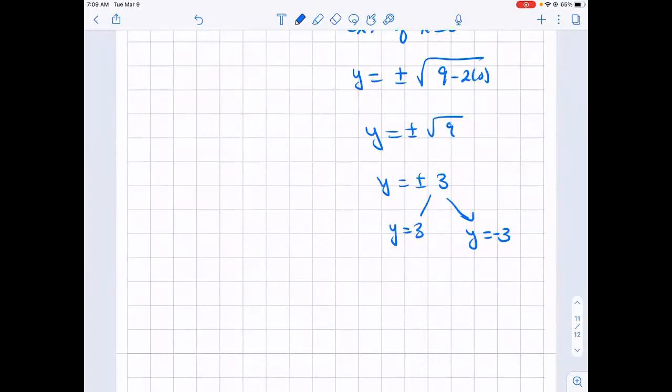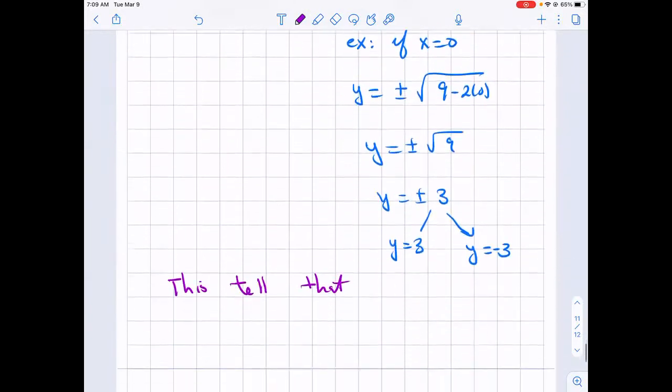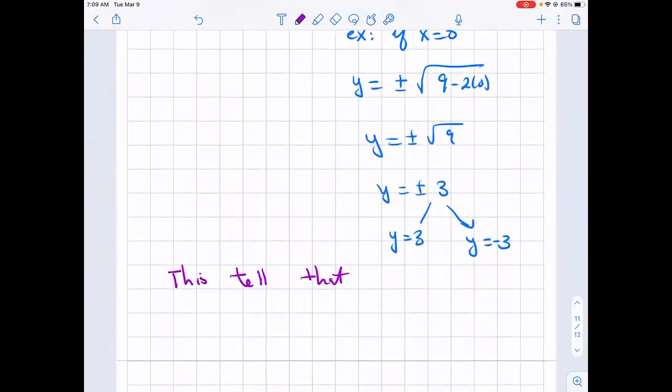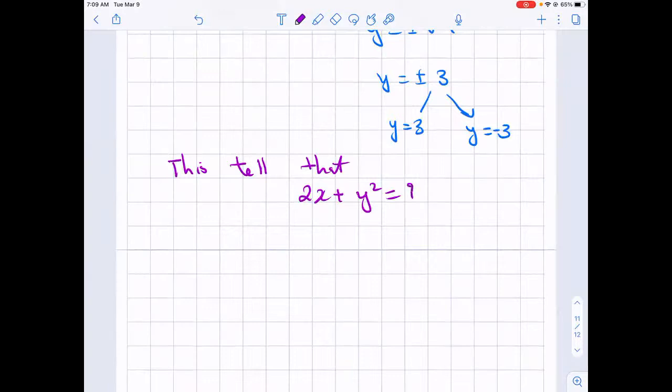So what does this tell us? Okay, this tells us that 2x plus y squared equals 9 is not a function of x. So this is not a function of x.